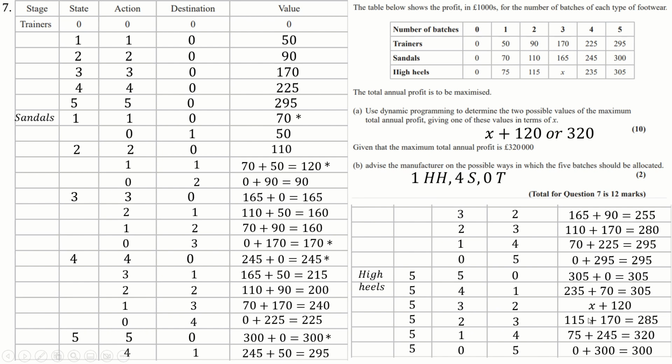If this is the maximum option, you want 3 high heels, and then you find the 2 option, and the best one for that is 1 sandal and 1 trainer, going back here. And so that will be what you suggest they make.